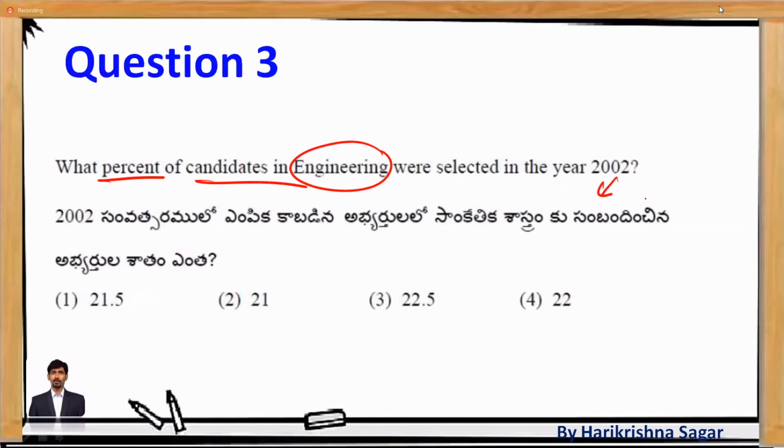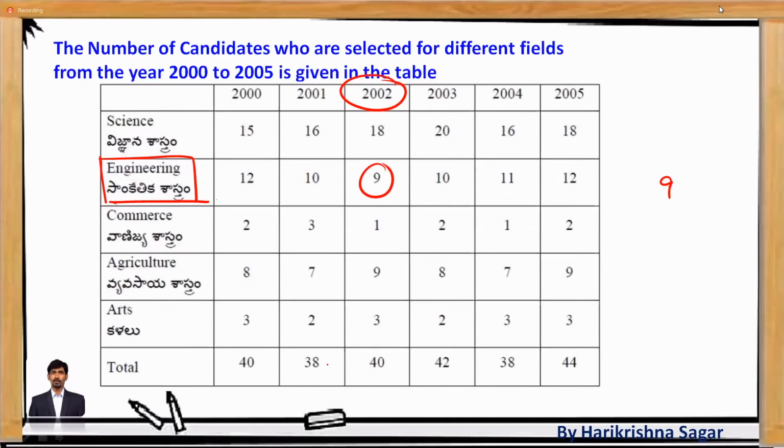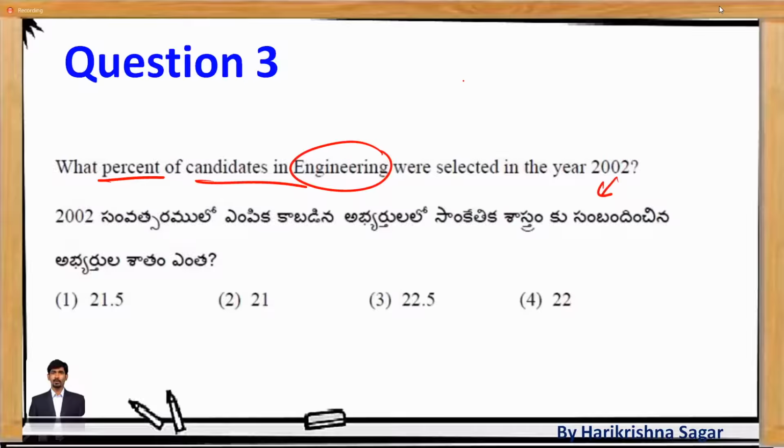Let me read the question once again. What percentage of the candidates in engineering were selected in the year 2002? In 2002, how many selections have been done? There are 40 selections in 2002. In that, 18 from science, 9 from engineering, and 1 from so and so is given. So we can say 9 members are selected out of 40 members. This will give our percentage value. So this, if you further calculate, will give you your answer choice.